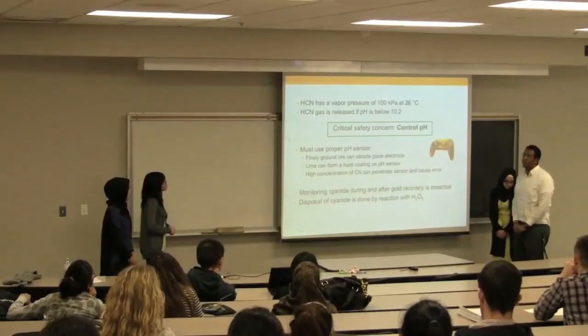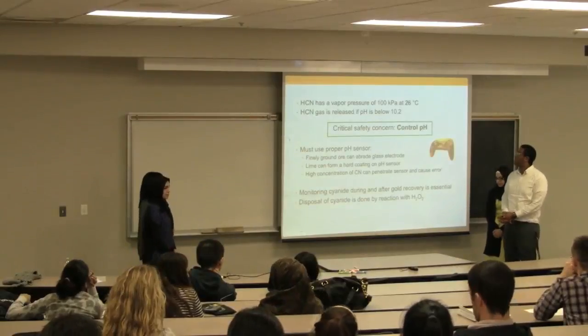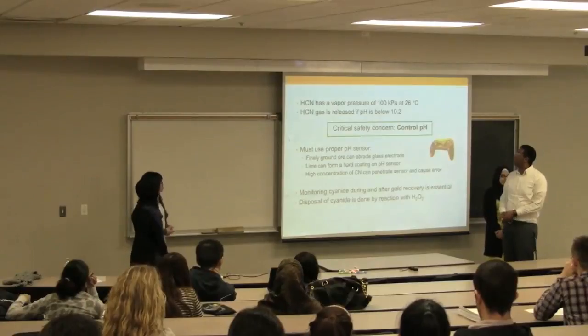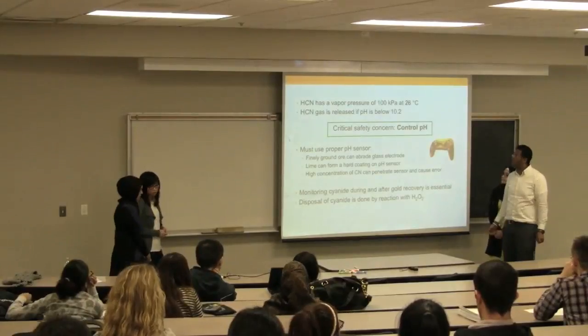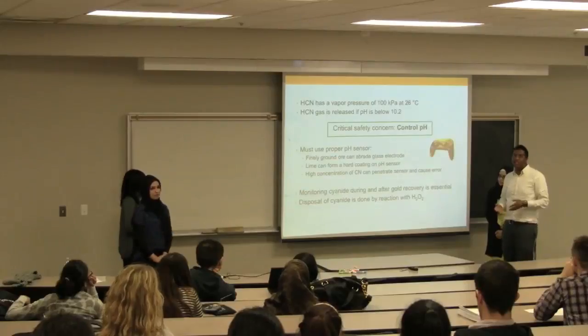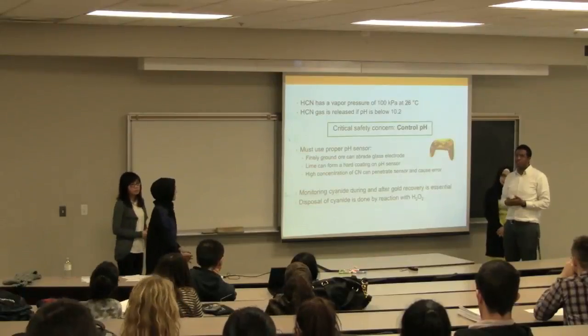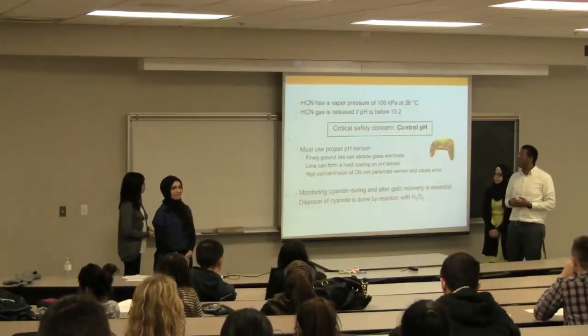Hydrogen cyanide gas has a vapor pressure of 100 kilopascals at 26 degrees Celsius. And should the pH fall below 10.2, as Una said, hydrogen cyanide gas will start to release. Hydrogen cyanide gas is very poisonous. In fact, it was used in extermination camps during World War II by the Nazis.